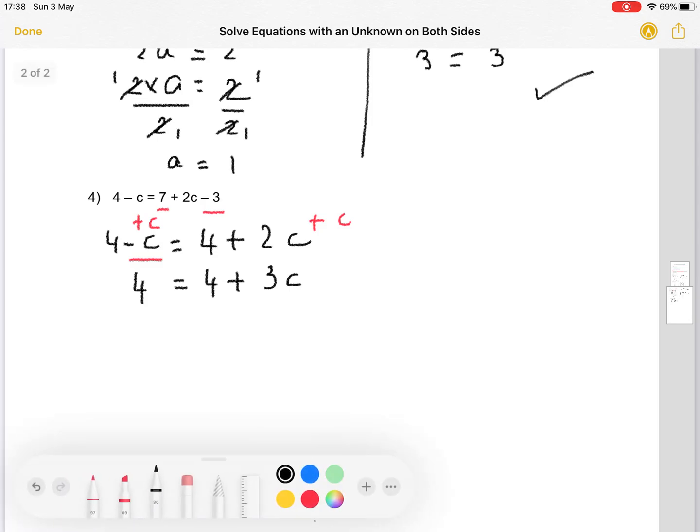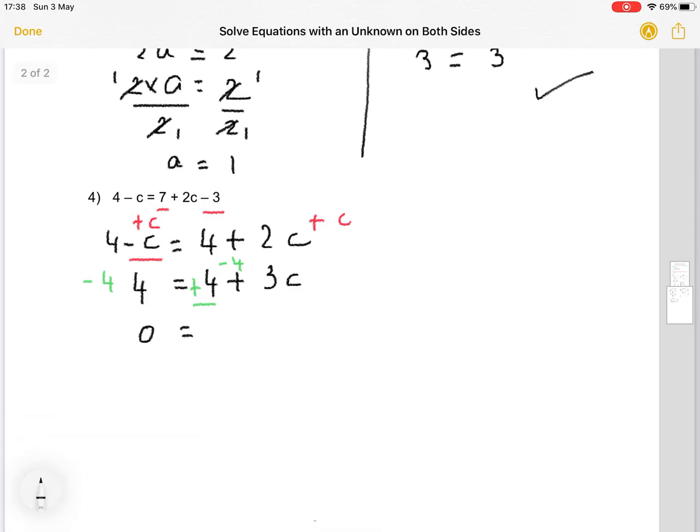Now, I need to organize further. I need to remove that positive 4 from the right-hand side to end up with a letter term over there. To remove that positive 4, I need to subtract 4 from both sides. Now, my equation becomes 4 minus 4, which is 0 on the left-hand side, whereas on the right-hand side, I remain with 3c. 3c means 3 times c equals 0.